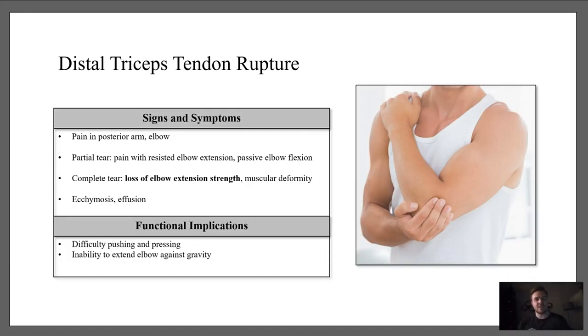Signs and symptoms: pain in the posterior arm and elbow, pain with resisted elbow extension or passive elbow flexion. You might have a complete tear, may have loss of elbow extension strength, and of course bruising and swelling, which is layman's terms for ecchymosis and effusion.